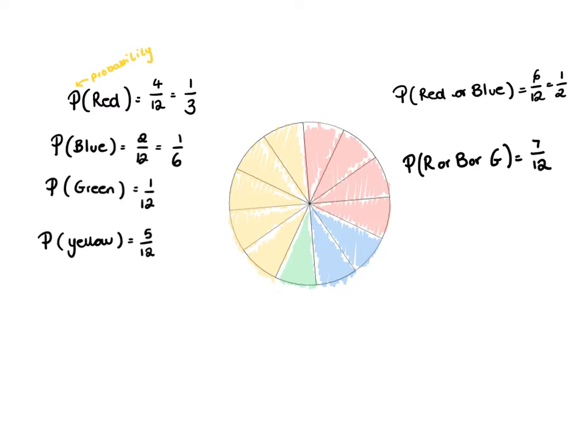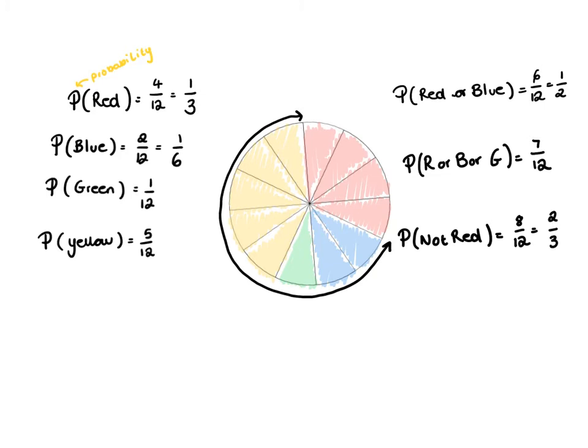Sometimes they will ask you the probability of it not being something, so for example the probability of it not being red. Now there's 2 ways you can look at this. The first one is to count up everything that isn't red, so all of the yellow, all of the green and all of the blue. The other way you can look at this is, you know the probability of red is 4 over 12 or a third, and then you could subtract that from 1. So 1 subtract 4 over 12 gives you 8 over 12, or 1 subtract a third gives you 2 over 3.